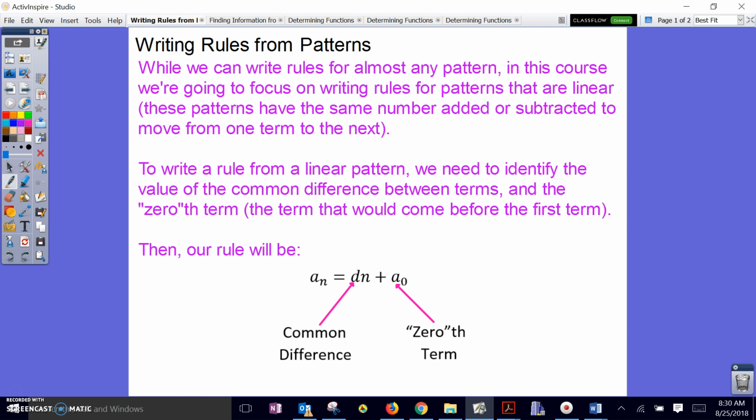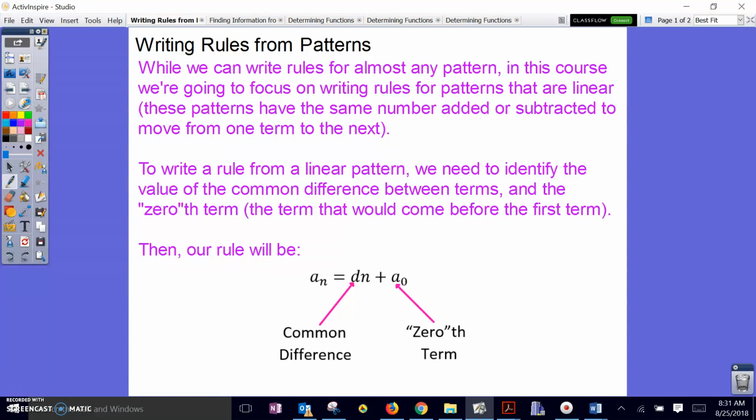We can write rules for almost any pattern, and as we get into higher levels of mathematics we even have ways that we can really write rules for any pattern. But in this course we're going to focus on writing rules for patterns that are what we call linear. Those are the patterns that have the same number added or subtracted as we move from one term to the next. And it's actually fairly simple to write a rule from a linear pattern.